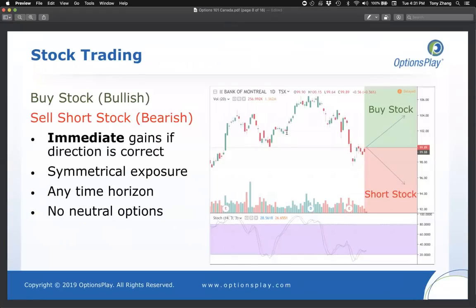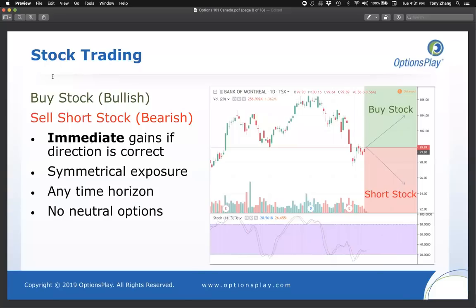So first, before I jump into option strategies, I want to give you the stock comparison. Here I have a chart of BMO stock. I'm using BMO because it happens to be a stock that's trading right around 100, and I like to use round numbers for illustrative purposes when we're doing education. So BMO is trading at just shy of $100. If you're bullish on the stock, what would you do as a stock trader?